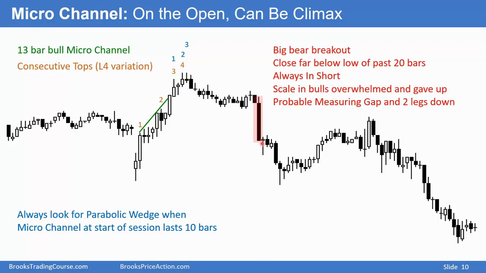Big bear bar, closing below the lows of the past 20 or 30 bars, far below those lows. The market's always in short for at least a small second leg down. The scale-in bulls who were buying all the way down gave up. They were overwhelmed, probably a measuring gap. The bulls tried to reverse here, but look at this high compared to that low. This is simply a breakout test of that low, and it failed, and we got a big second leg down. So leg 1, pullback, leg 2.